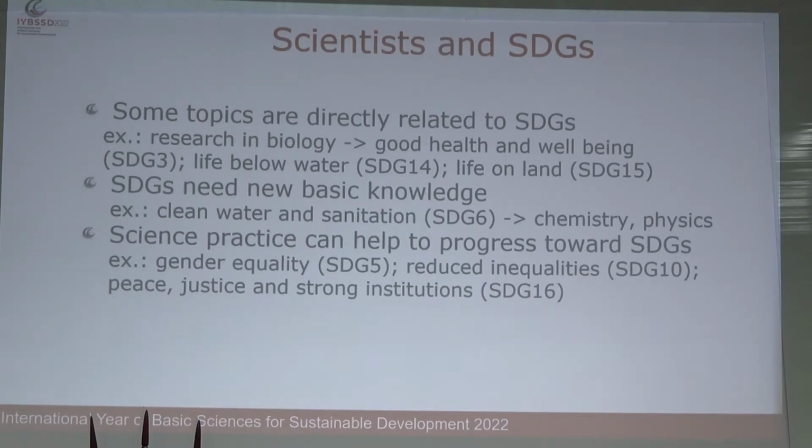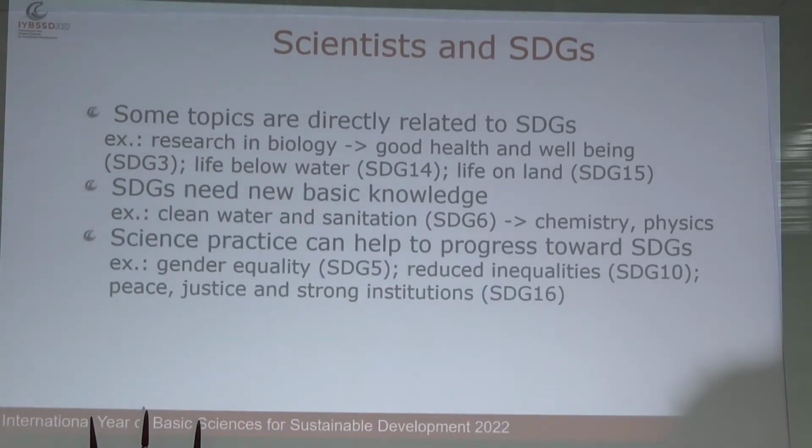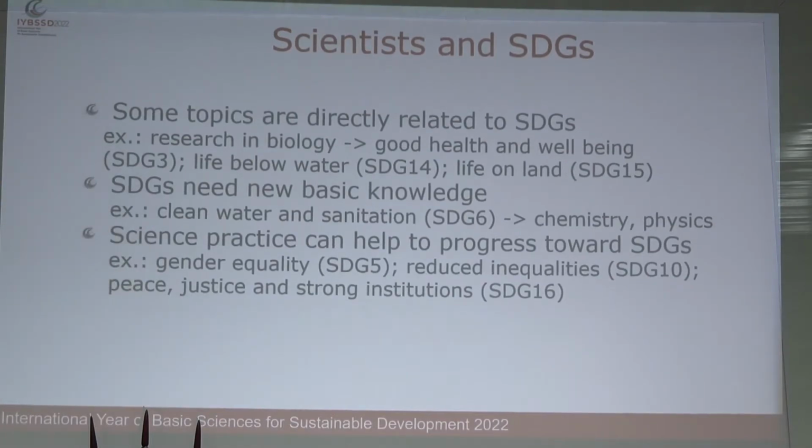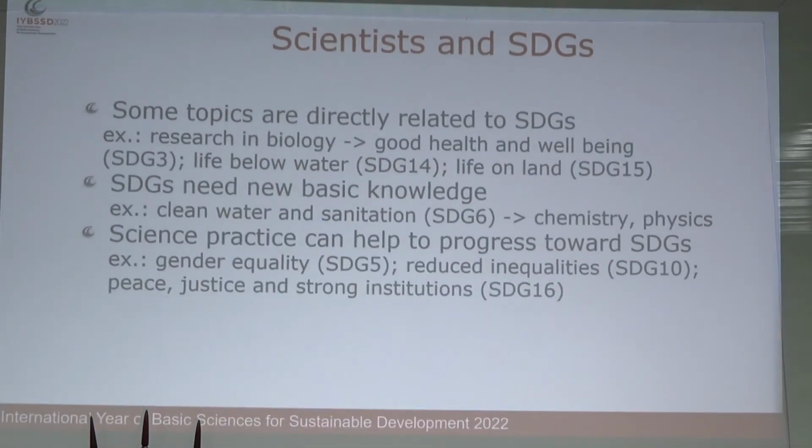Perhaps the third point is that science, who said yesterday that science was not apart from society, but a part of society? Was it you? That's an important point, because the practice of science, the way you do science, can help to progress towards some SDGs. The most often mentioned is gender equality, and it's not a detail, but also reduced inequalities: between countries, between parts of countries, between people in the countries. And also, and here in Moldova it takes a special accent, peace, justice, and strong institutions.